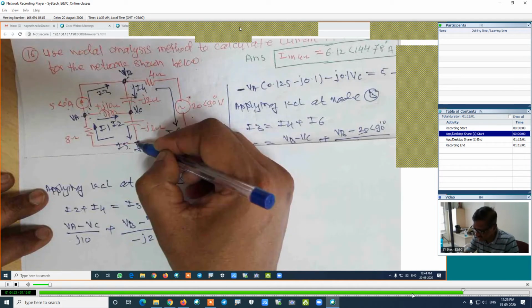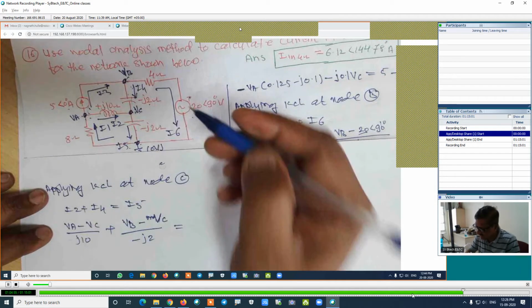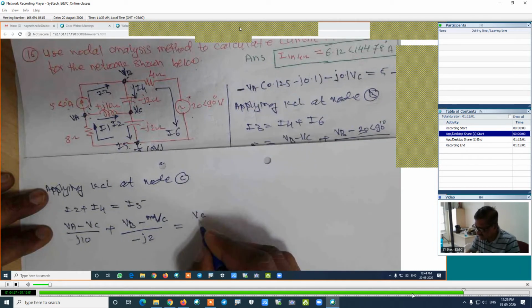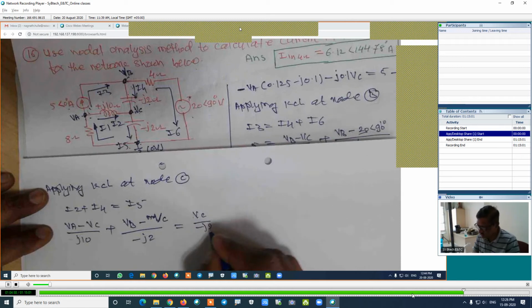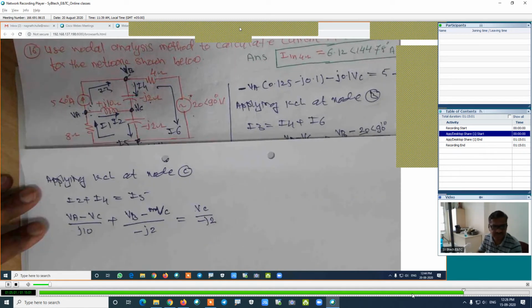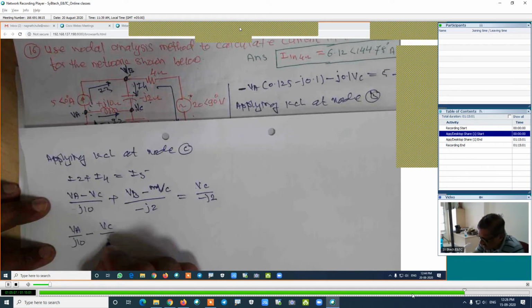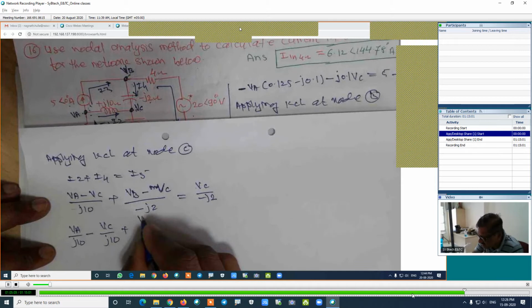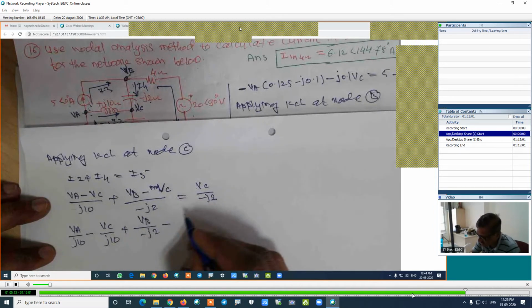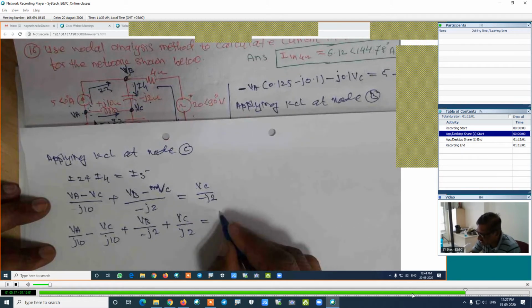I5 is the current in this branch. VC minus 0 divided by that value. This is VC divided by minus j2. Now simplify this equation. This is VA divided by j10 minus VC divided by j10 plus VB divided by minus j2. This minus and this minus, that will become plus. It is VC divided by j2, which is equal to VC divided by minus j2.